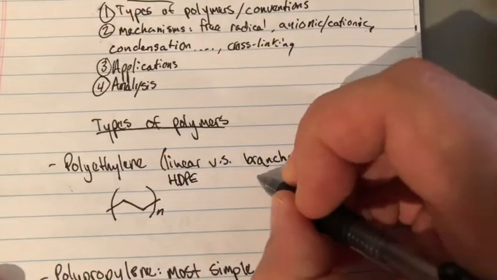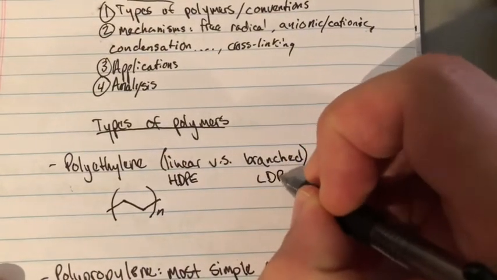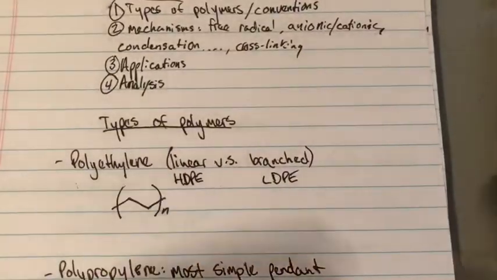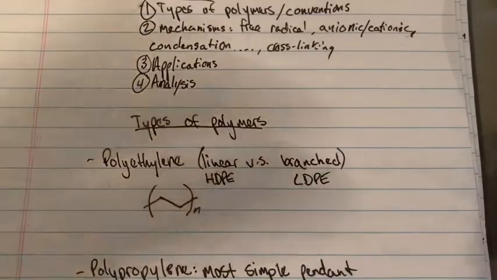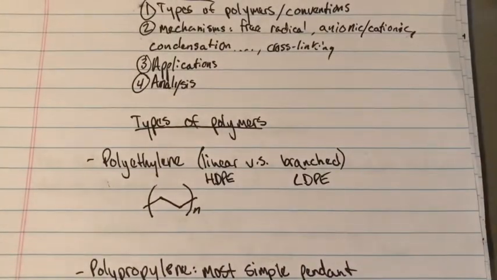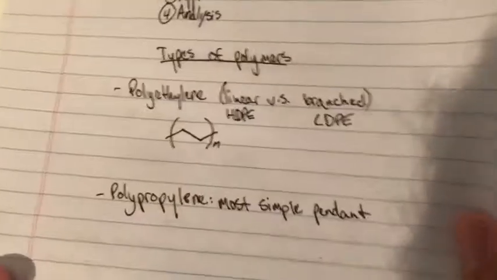You can see a diagram there in your text. So low density polyethylene is where things are going to branch out and be a little bit more malleable and all over the place.